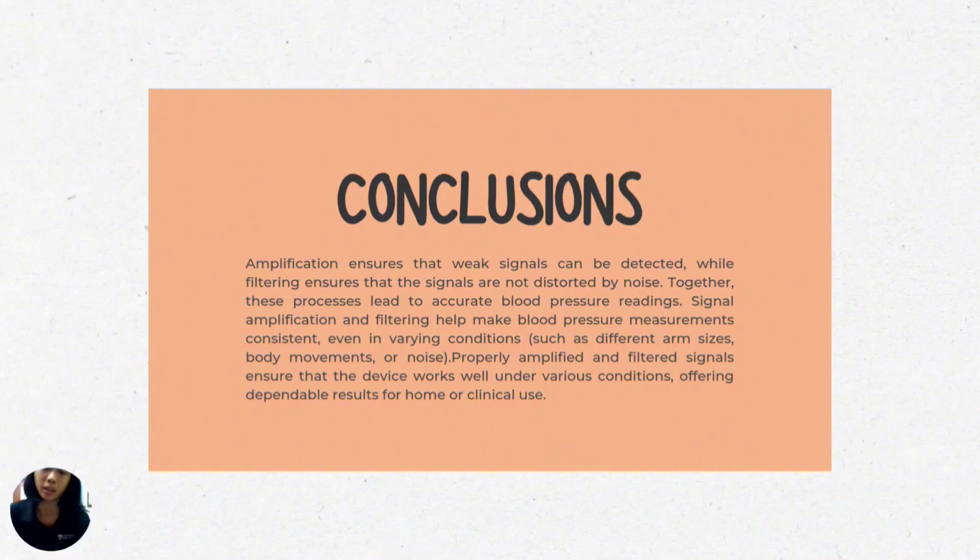Last, I will do the conclusion about the blood pressure monitor. In the blood pressure monitor, amplification and filtering are important because amplification ensures that weak signal can be detected, while the filtering ensures the signal are not distorted by noise. The signal amplification and filtering help make blood pressure measurement consistent. That's all for me.